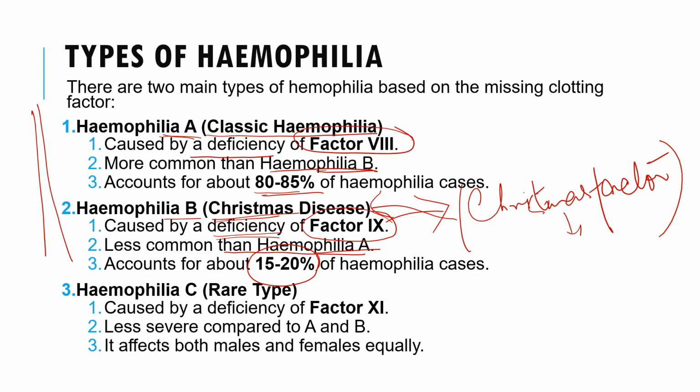But there is hemophilia C also, which is a rare type of hemophilia. It is caused by the deficiency of factor 11 and is less severe compared to A and B, and it affects both males and females equally. So these are the types of hemophilia, and we have discussed on which basis hemophilia has been classified and what the deficiency factors are. I think it is all clear. In the next part we will discuss more about this. So let us move on.